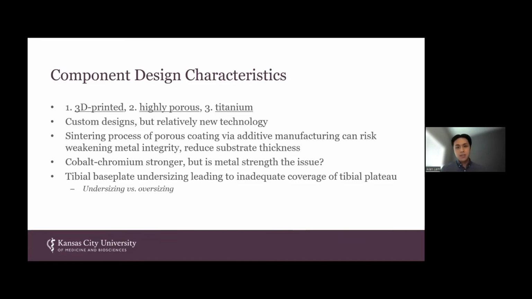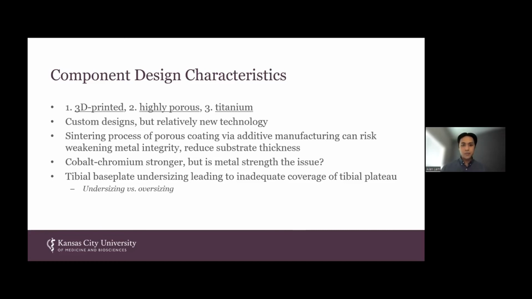Second one, highly porous. Just to give a brief overview about how this is made, it's done through a sort of laser printing process through what's called additive manufacturing, where a laser creates the porous undersurface, sort of the holes that allow the interdigitation of that bony ingrowth over time. Now that process can weaken some of the titanium metal integrity when it's printed out with all of those micro porous hole structures it's trying to recreate, and ultimately possibly reduce the substrate thickness of that tibial component.